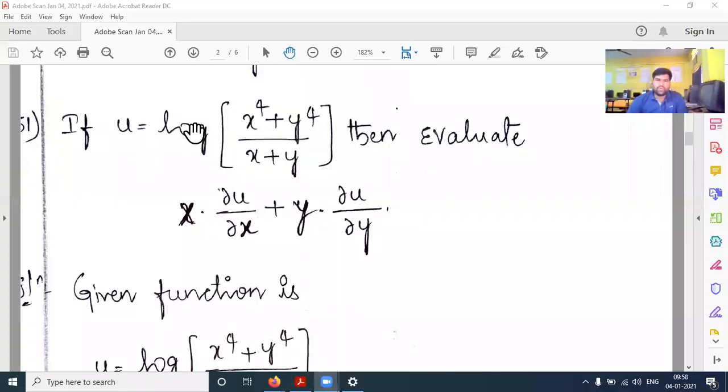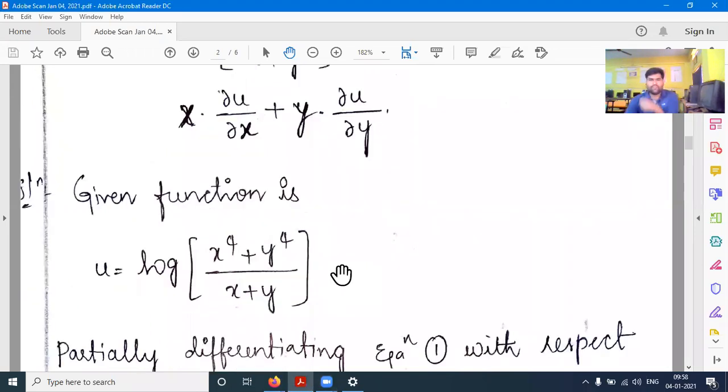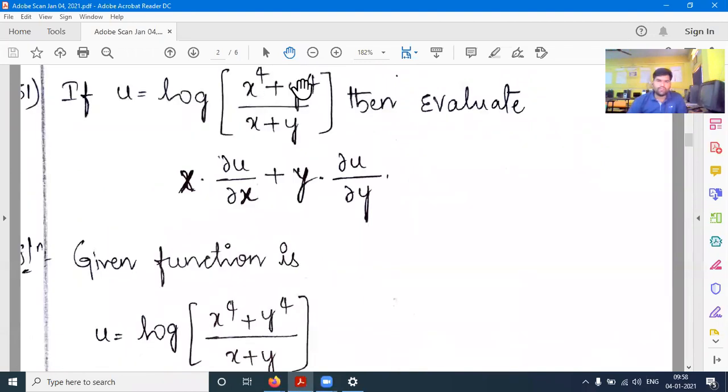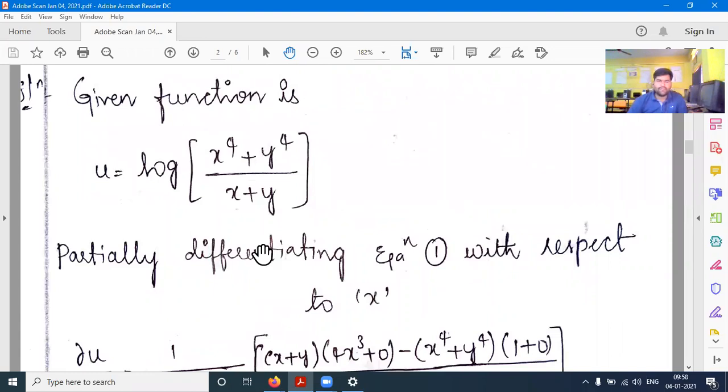If u is equal to log of x to the power of 4 plus y to the power of 4 divided by x plus y, then evaluate x into dou u by dou x plus y into dou u by dou y. So the given function is u is equal to log of x to the power of 4 plus y to the power of 4 by x plus y. So partially differentiate equation number 1. This is equation number 1.